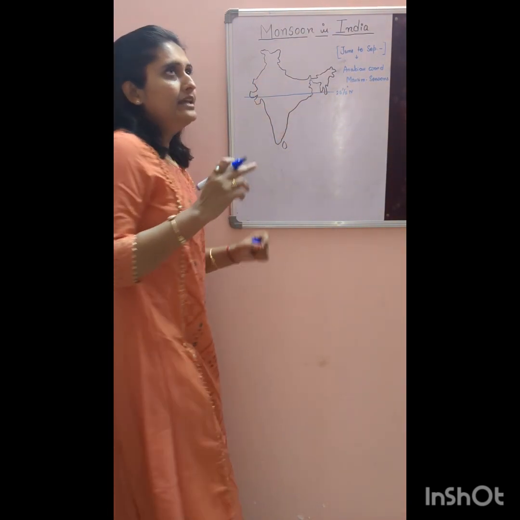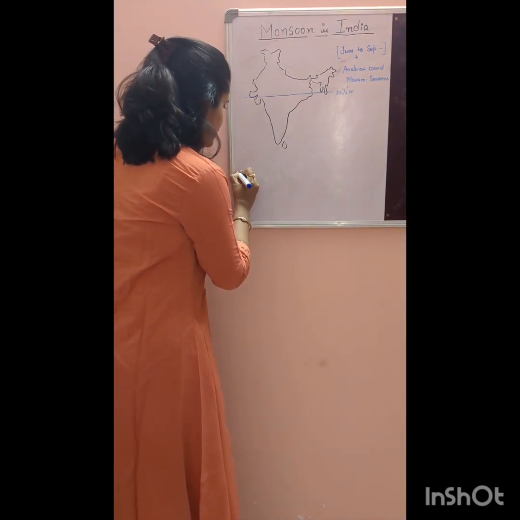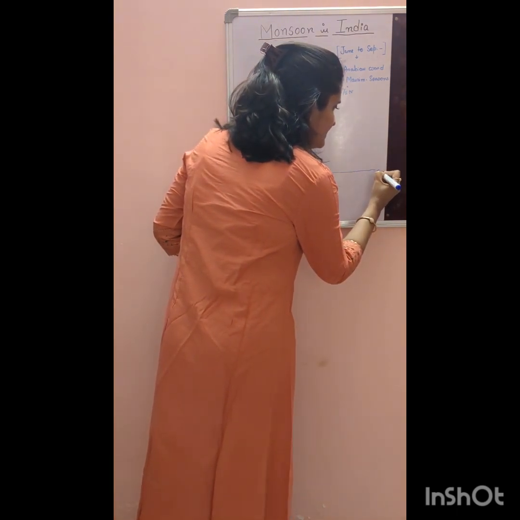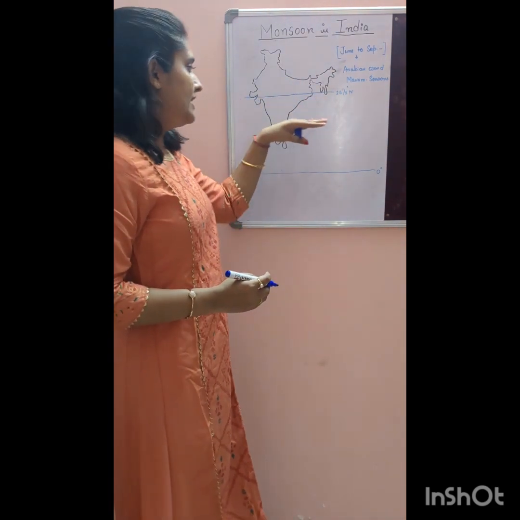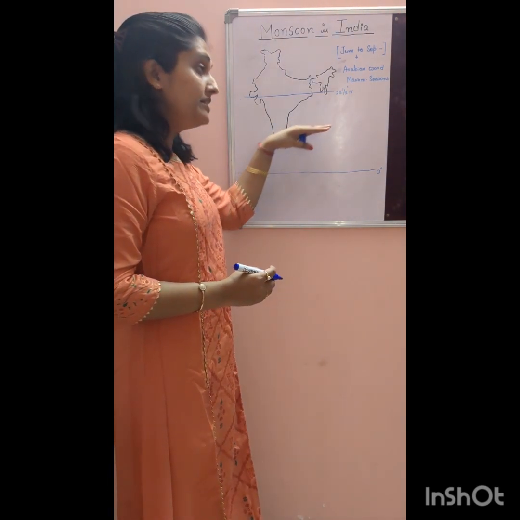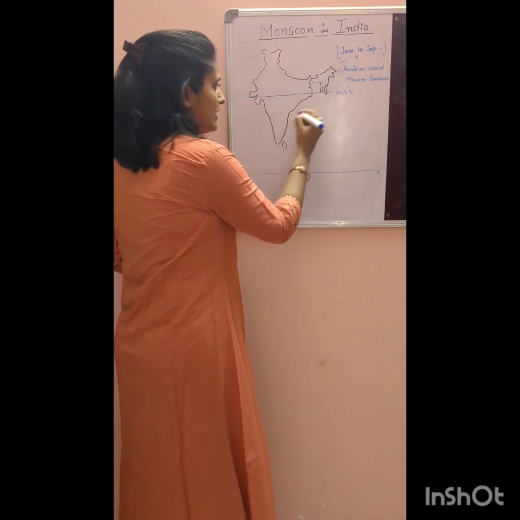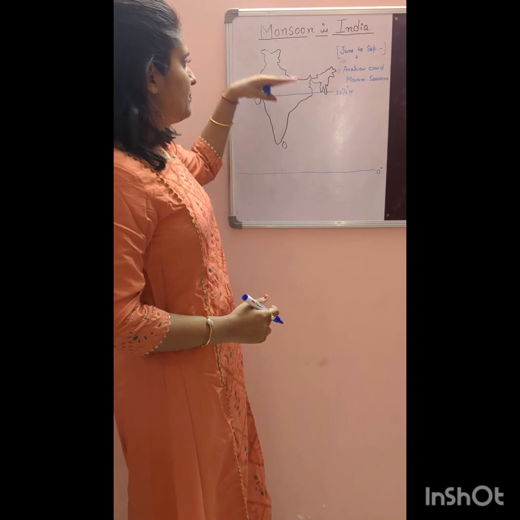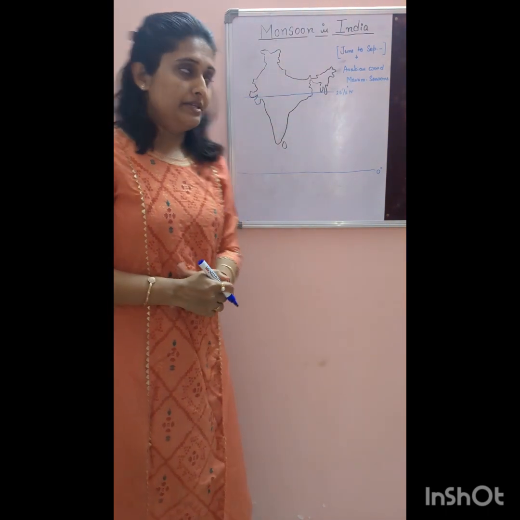We all know that the equator passes near the southern part of India, that is 0 degrees. So the southern part of India is located near the equator, and this climatic zone is known as the tropical climatic zone, and above the Tropic of Cancer the climatic zone is known as the subtropical climatic zone.